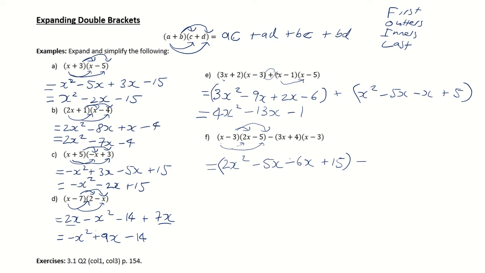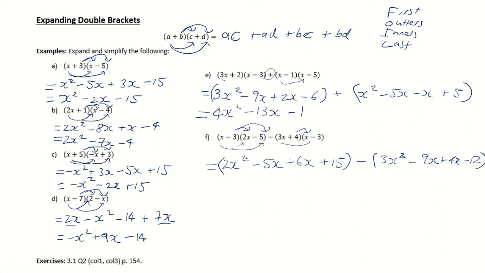Now, before I just had a plus, so none of my signs changed. However, this time I've got a negative out the front. So we need to be aware of that negative. So 3x times x is 3x squared. 3x times negative 3 is negative 9x. 4 times x is positive 4x. And 4 times negative 3 is negative 12.